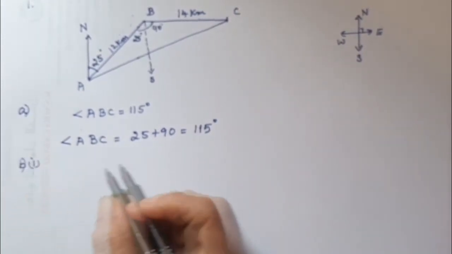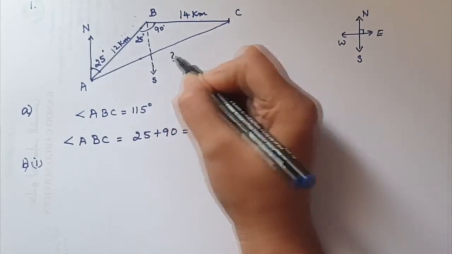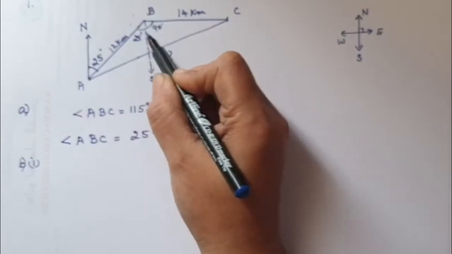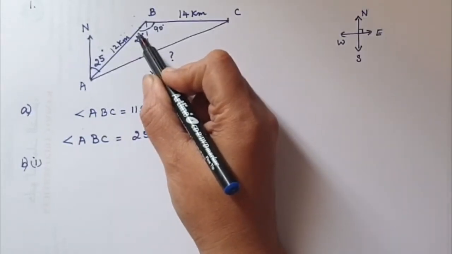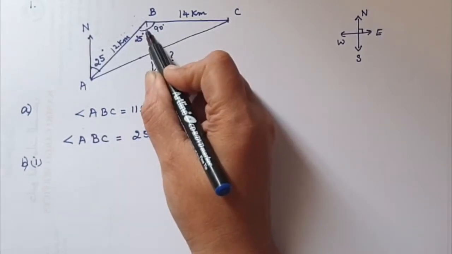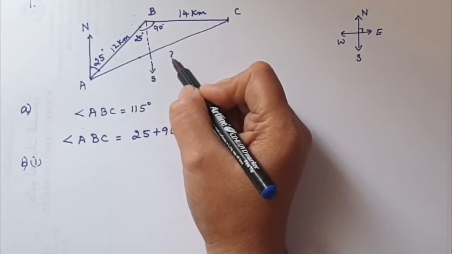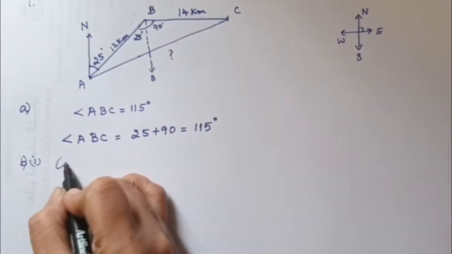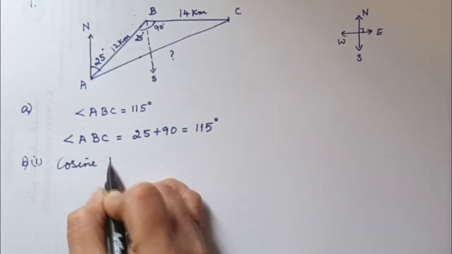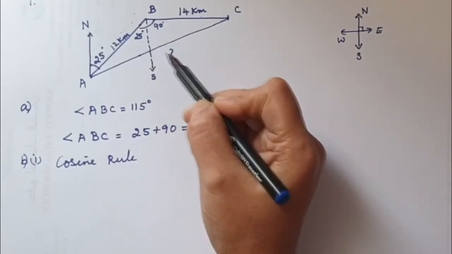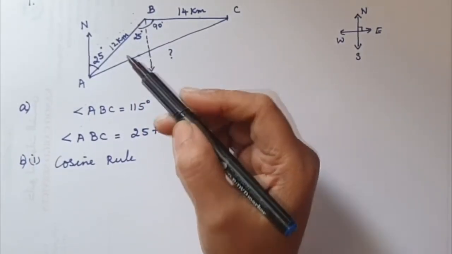The next part of our question, part B1, is to find the distance AC. In order to find AC, one angle is known to us, and two sides and the included angle are known, and we need to find the opposite side. So what can we use? We can use the cosine rule. Two sides and the included angle are given, and to find the opposite side, we use the cosine rule.